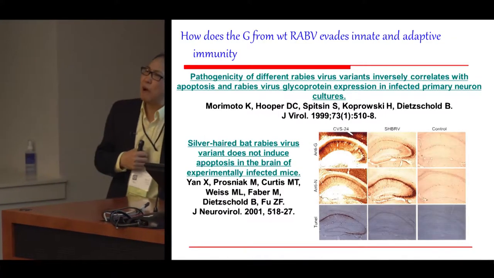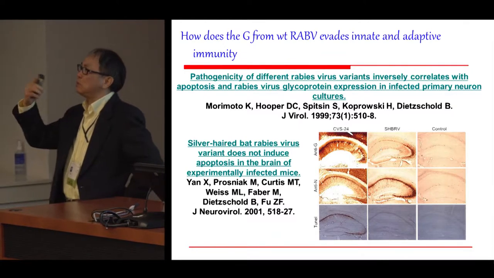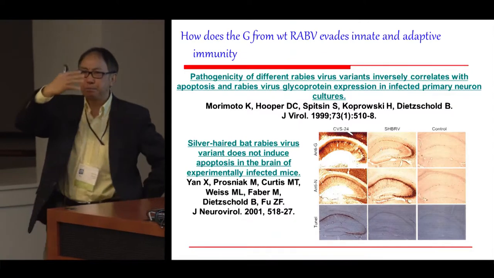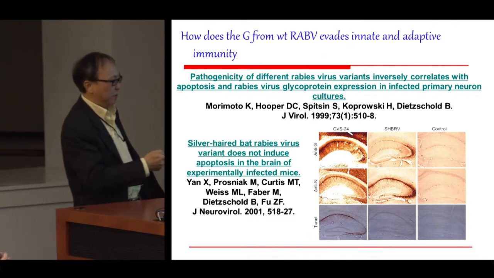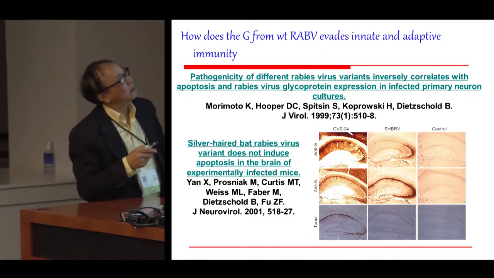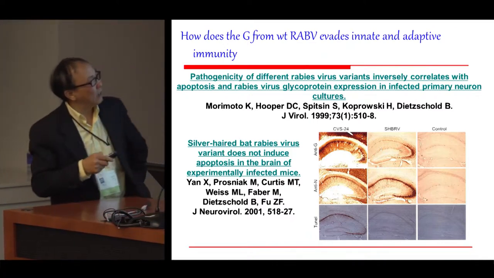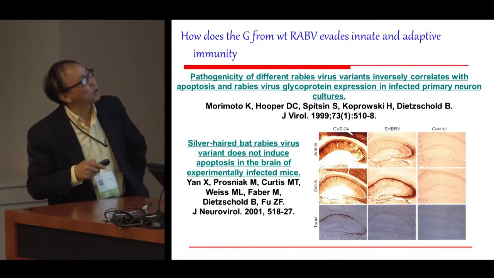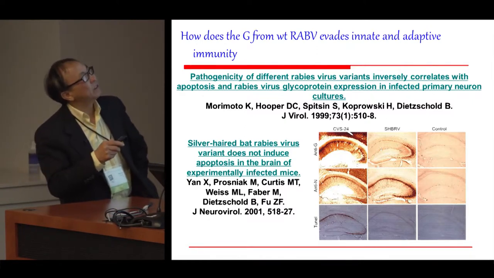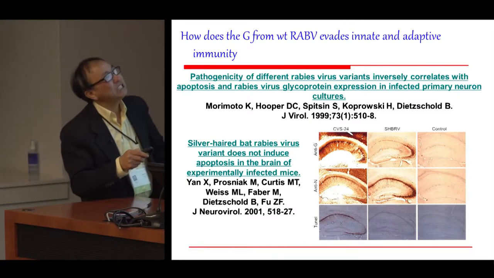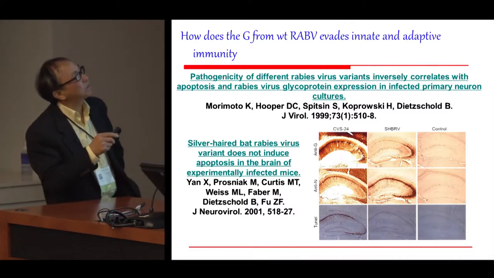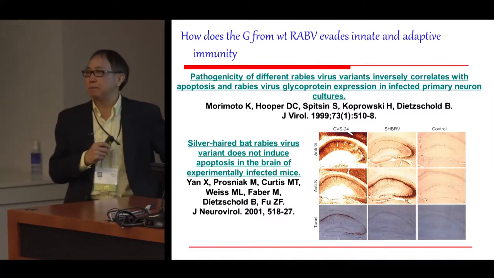Then the question is why? How would this one protein change the whole virulence of the virus? Very early on, in our own lab, what we have shown is that the pathogenicity of the virus is actually inversely correlated with the expression of the viral glycoprotein.